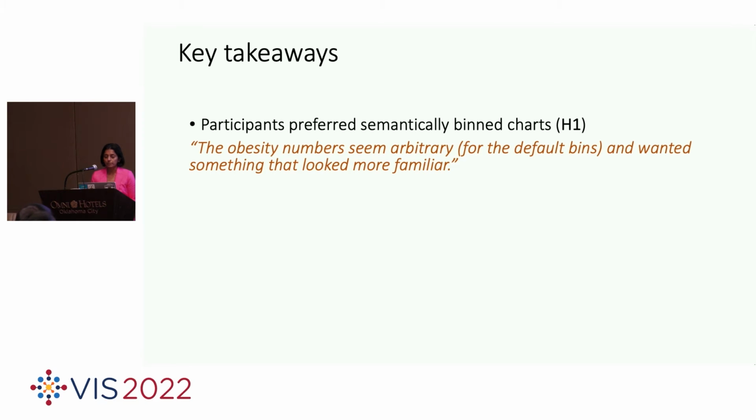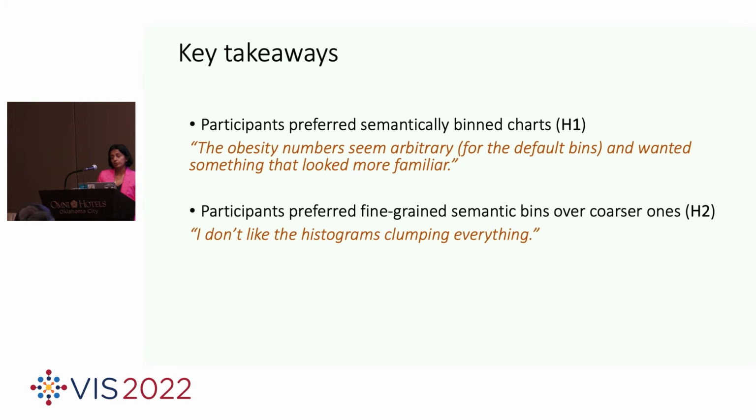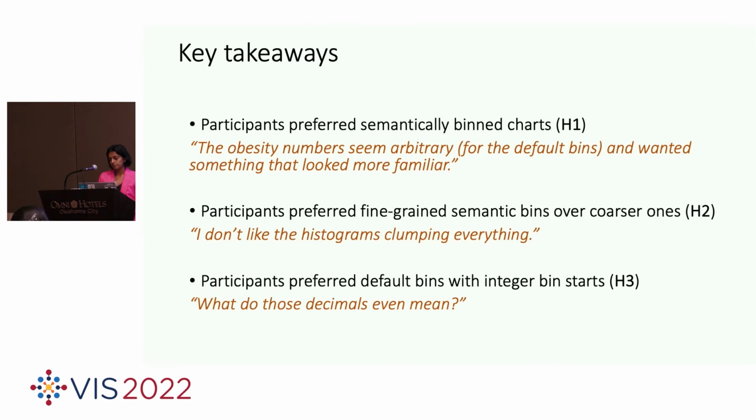We generally found that participants preferred semantic bins as they felt that they were more natural or familiar with the attribute. Participants preferred fine-grained semantic bins over coarser ones, as the fine-grained ones helped them to see the distribution better. Finally, participants preferred default bins with integer bin starts compared to the non-integer counterparts. The decimals often felt arbitrary and hard to understand.